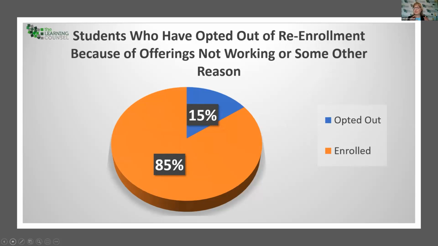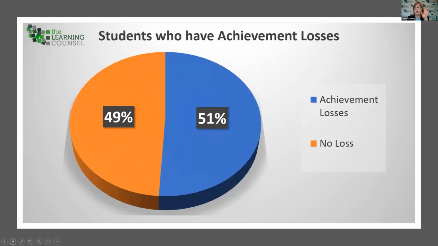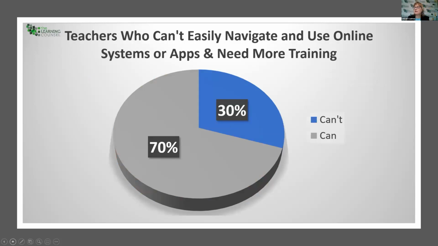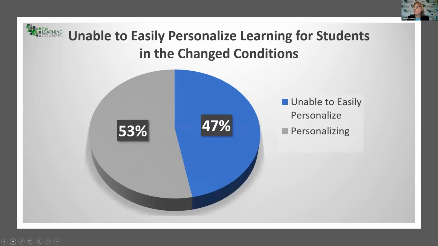It's not actually probably a full 15%, because it was already at 27% opting out of traditional public, and that 27% included charters. It's somewhere between 3.6% and this 15% nationally, because some districts are seeing lower loss of enrollment and some are seeing huge loss. So 51% of students have lost achievement, 30% of teachers say they can't easily navigate and use all this stuff, and 47% are unable to easily personalize.